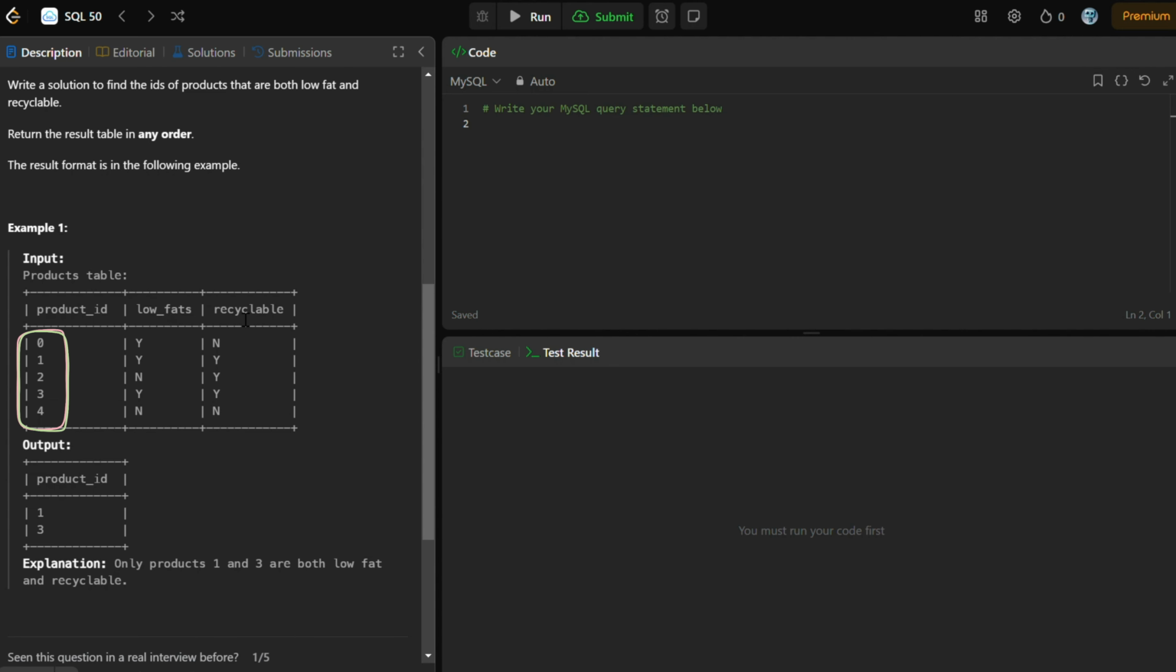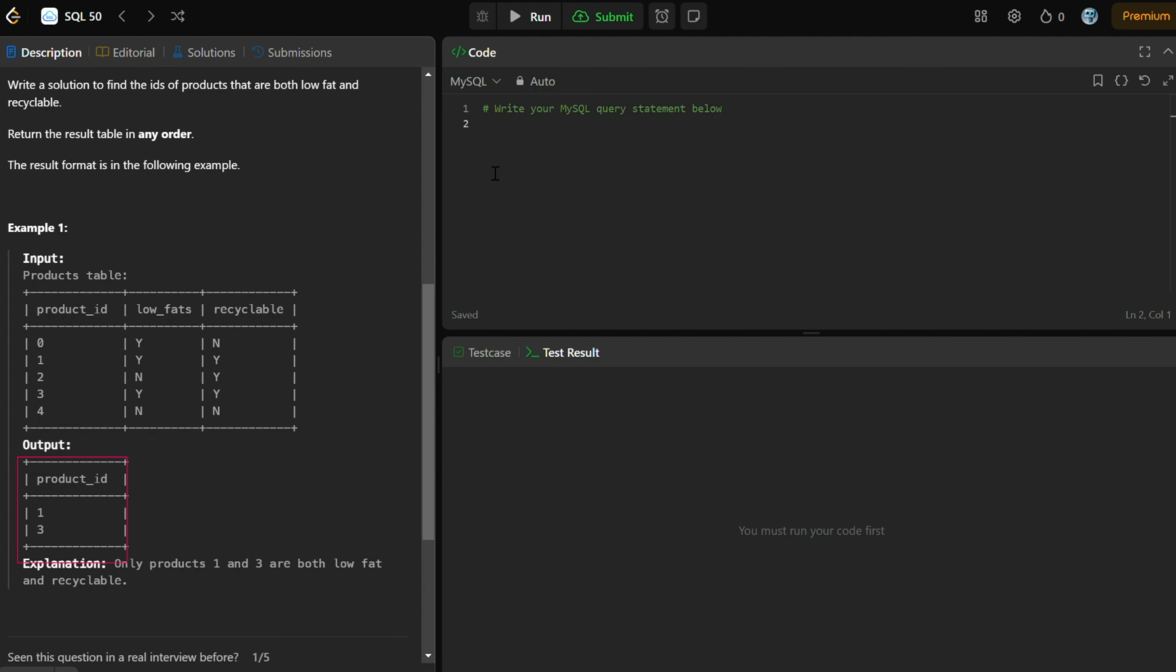The product_ID column is the primary key, ensuring each product has a unique identifier. The low_fats and recyclable columns are both enum types, containing values Y or N. Y indicates the product is low-fat or recyclable, respectively.